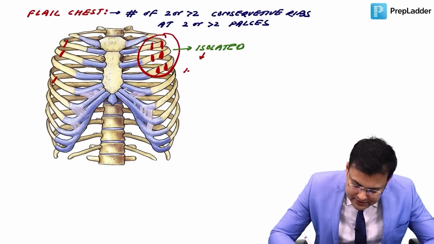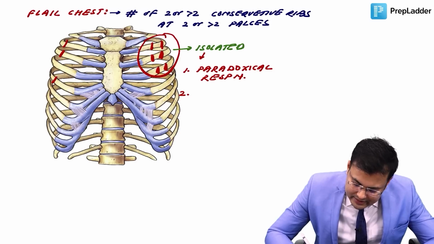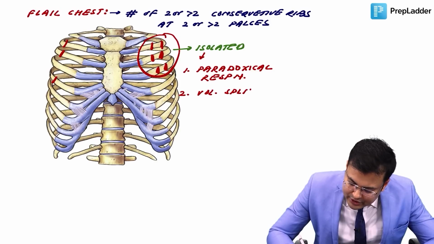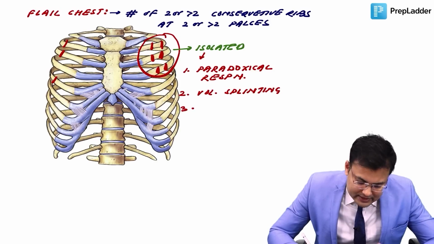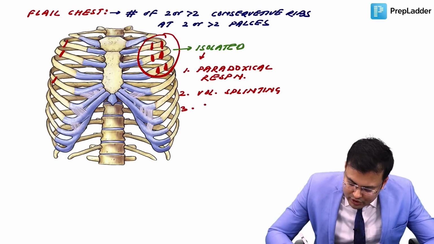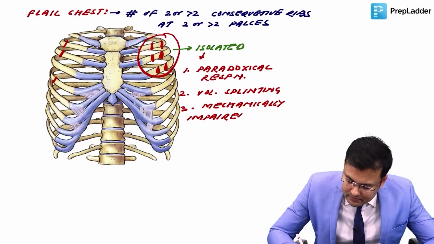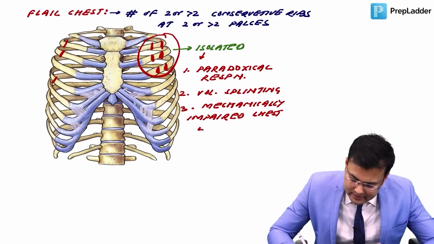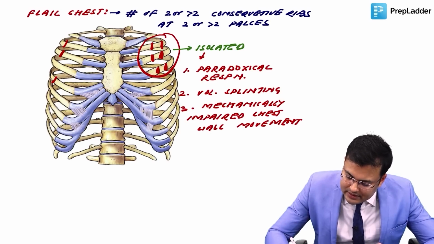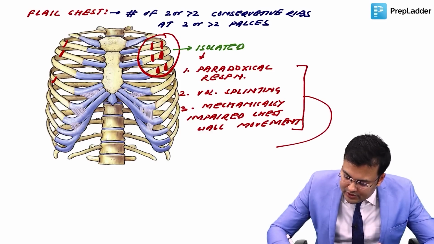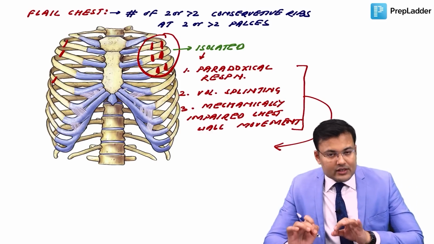Here's the explanation. First, there is paradoxical respiration. Second, there is voluntary splinting because of pain. And there is mechanically impaired chest wall movement. Clear? And because of all these things, what's the problem? Yes, there is increased risk of respiratory failure. So this is one of the factors.